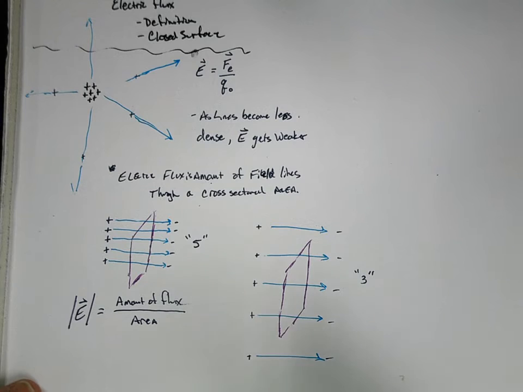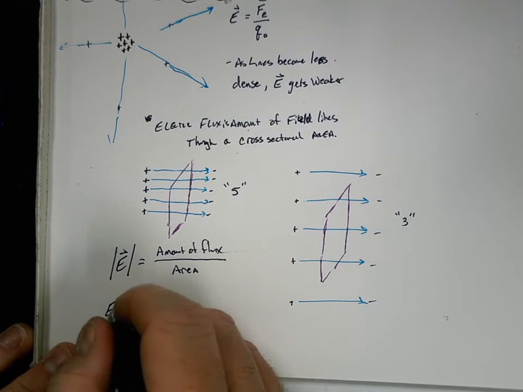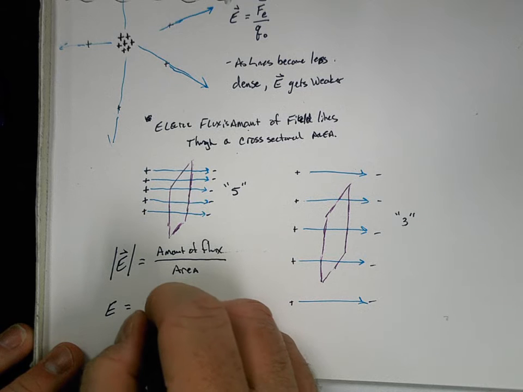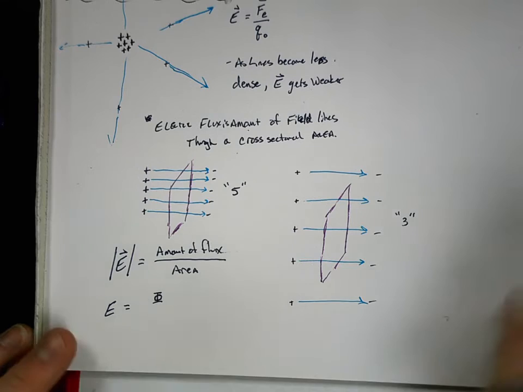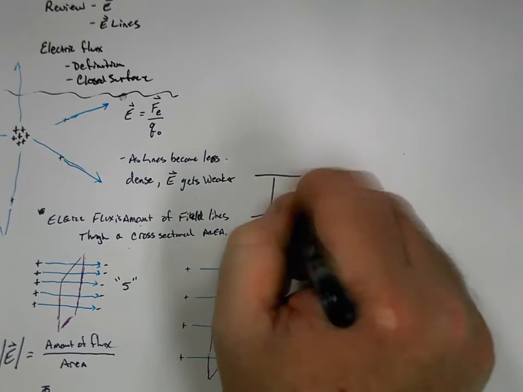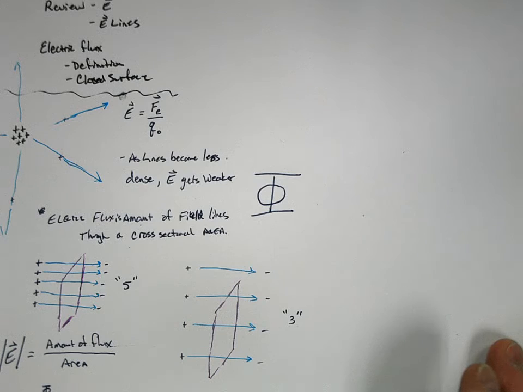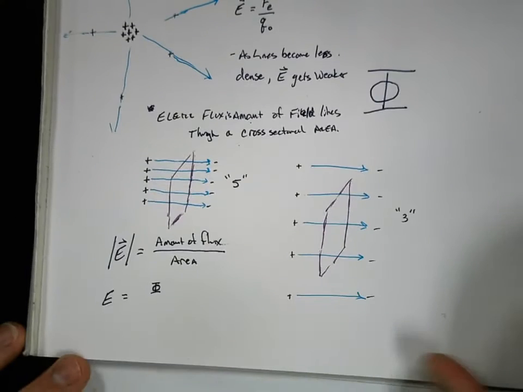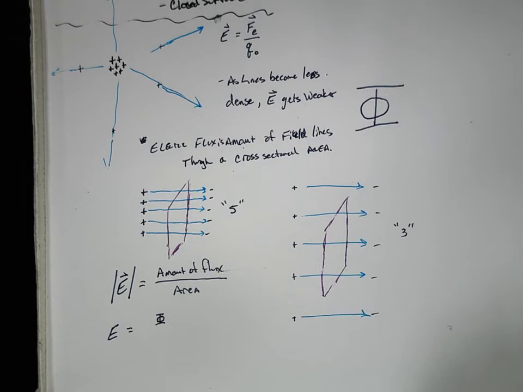So we have another definition of electric field, and we're introducing our new unit, capital phi. Draw a capital I and a capital O and superimpose them. Here, I'll make it really big over here. It's that.